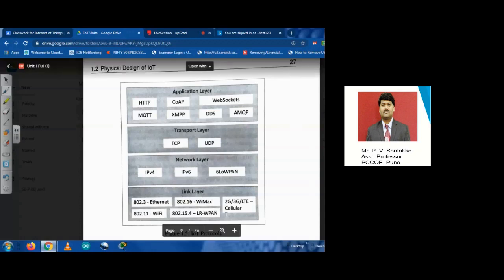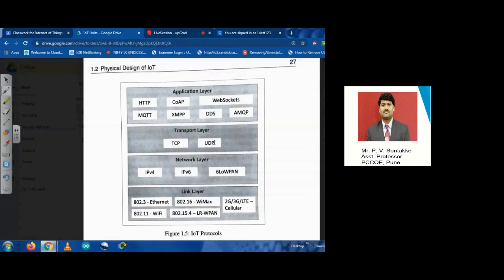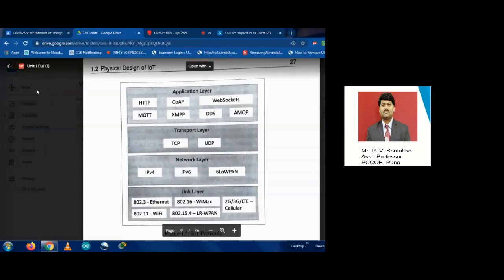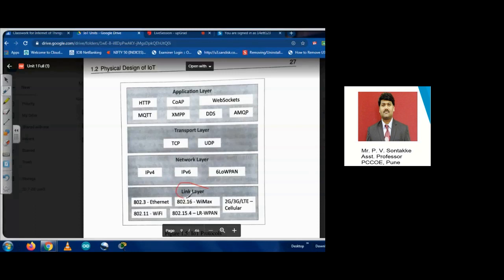Here we have 4 different layers. In TCP/IP, again we have 4 layers. The bottommost layer is considered host to network, a combination of the physical layer and data link layer. In IoT, it will be considered the link layer. And if I am talking about the link layer, it will have wireless capability as well as wired capability.